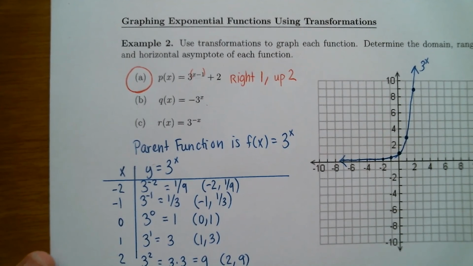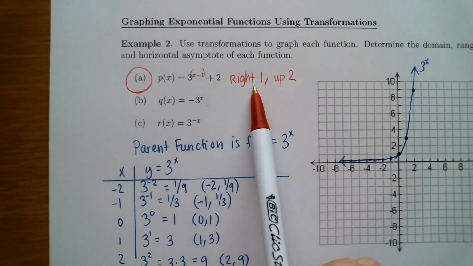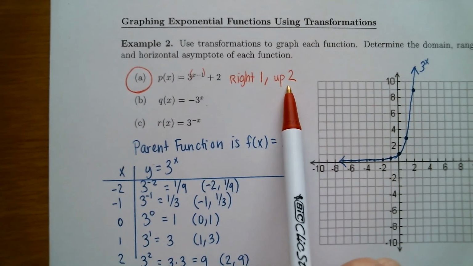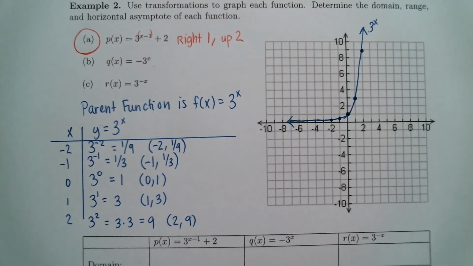You've got to take into account the order of the transformations. Remember, you should always do them according to the order of operations. Parentheses comes before addition, so you're going to go right 1 first and then up 2. So each of our points needs to go right 1, up 2. You can do this separately or you can do it all together.